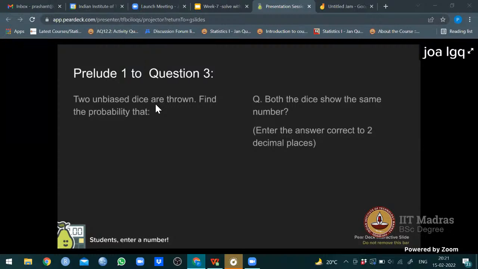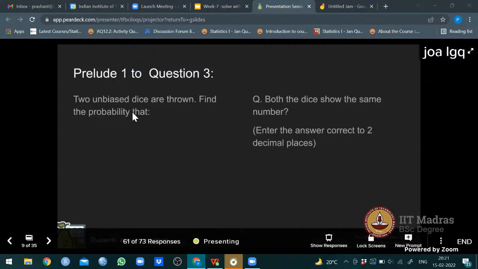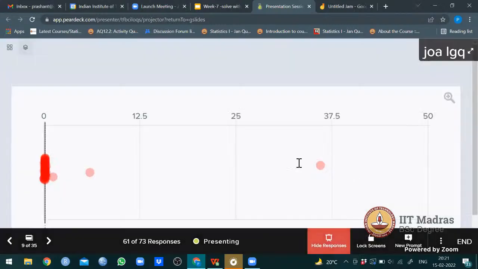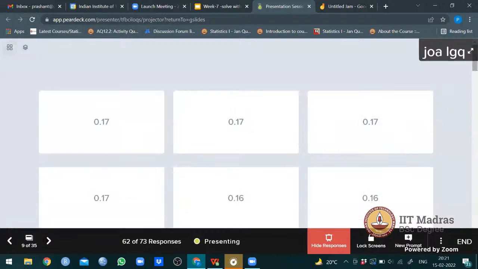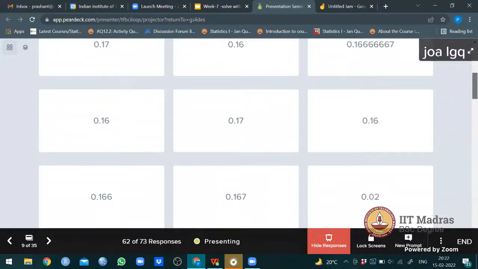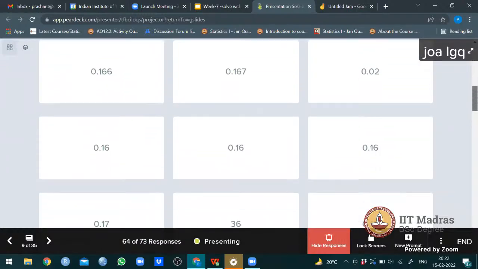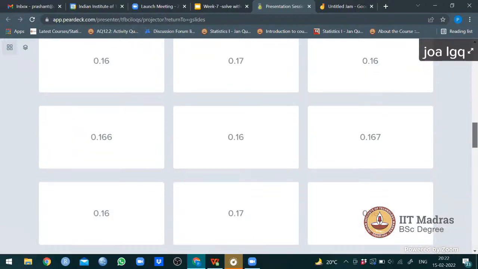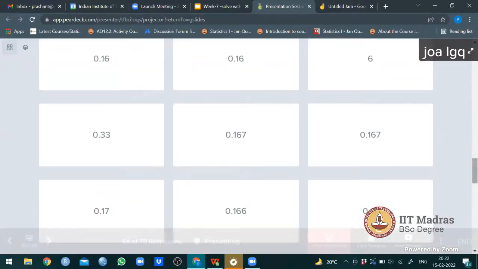Sir, we can move forward. Yeah, one second. Okay, let me see the responses. Page 0.17, 0.16. Okay, I think some of you have not rounded off the things. Okay, fine.